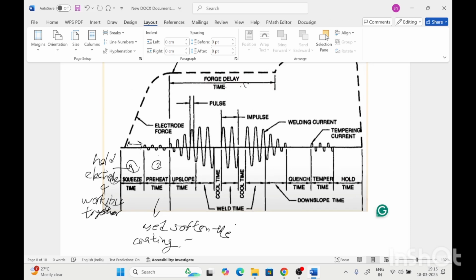So this forging force is used to help consolidate the weld nugget.